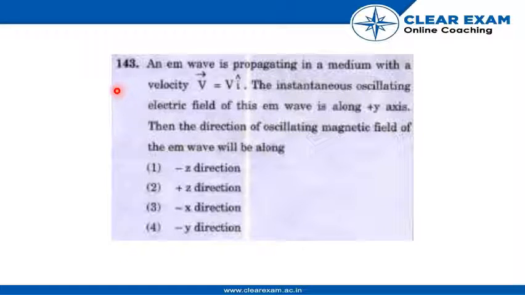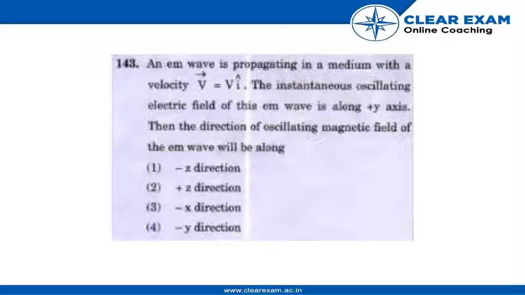Let's see question number 143. An EM wave is propagating in a medium with a velocity of V i. The instantaneous oscillating electric field of this EM wave is along plus y axis. Then the direction of the oscillating magnetic field of the EM wave will be along minus z direction, plus z direction, minus x direction, or minus y direction.